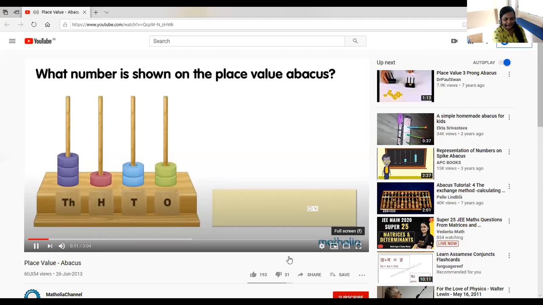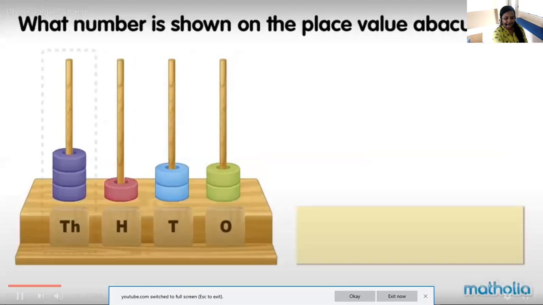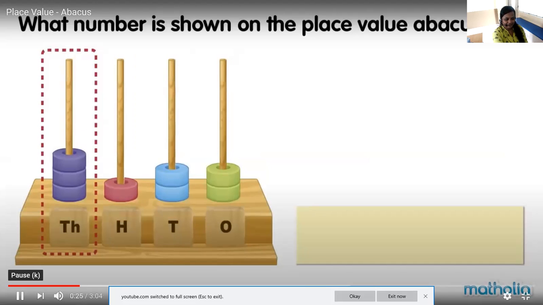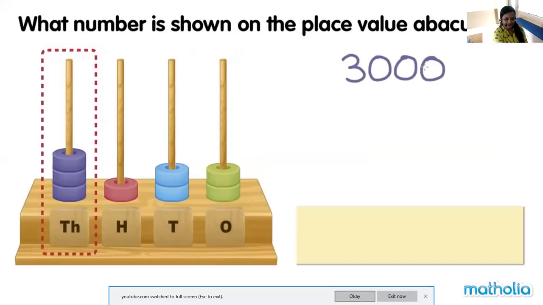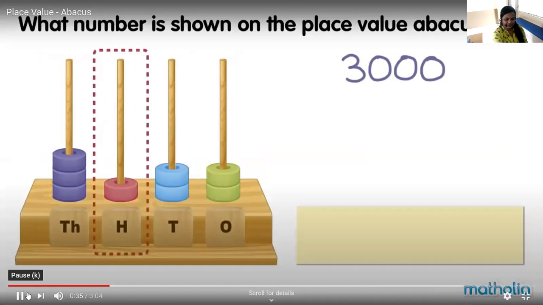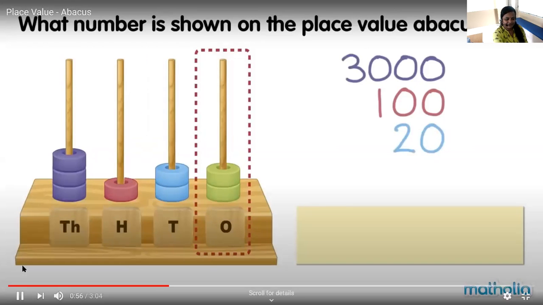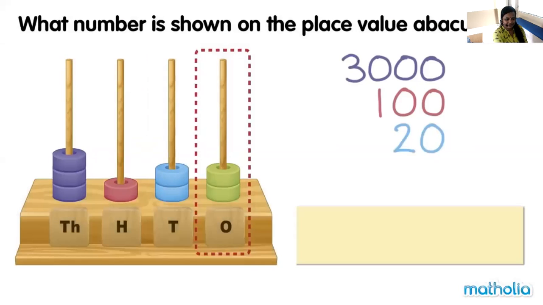What number is shown on the place value abacus? Let's find the value of the beads in each place. In the thousands place, there are 3 beads. The beads have a value of 3,000. In the hundreds place, there is 1 bead. The bead has a value of 100. In the tens place, there are 2 beads. The beads have a value of 20. In the ones place, there are also 2 beads. The beads have a value of 2.